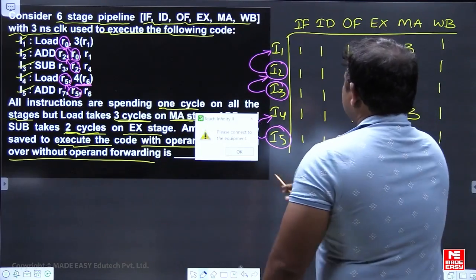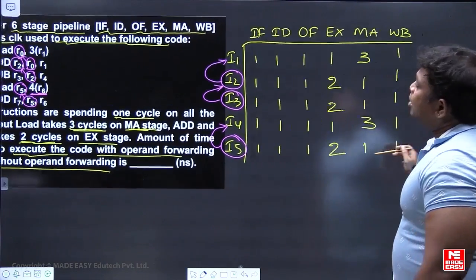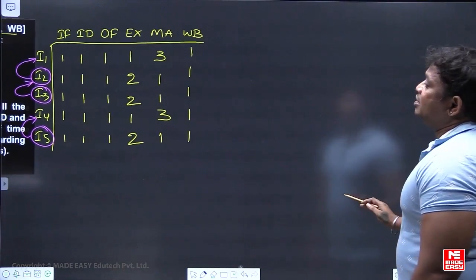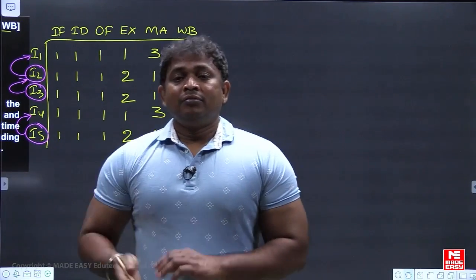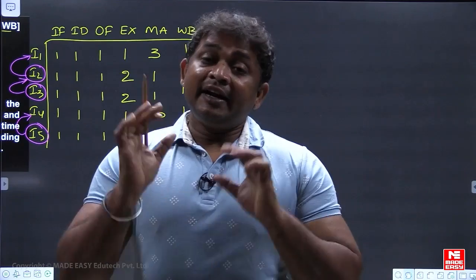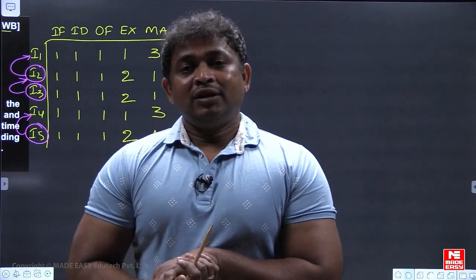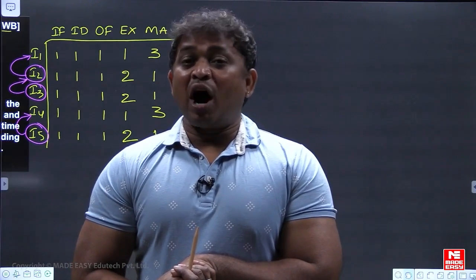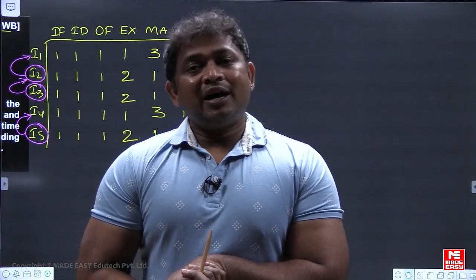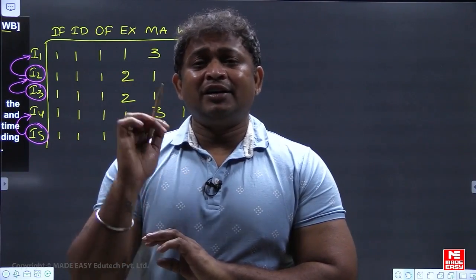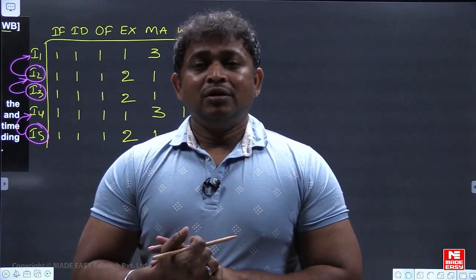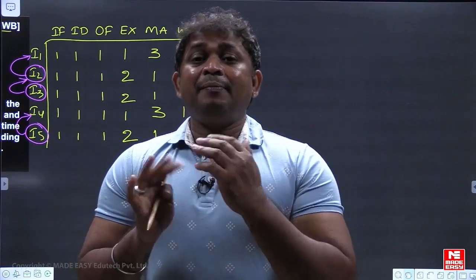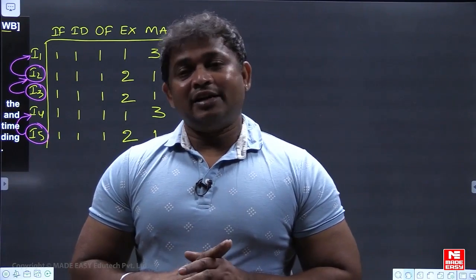To solve this question, you may have different methods. We may solve this question by drawing the space-time diagram, or directly by looking at this table. There are two methods to solve this question. By drawing the space-time diagram or cycle diagram, or directly by looking at the table, you can identify the number of stalls and solve the question. I already explained these two methods in our regular class, you know that. Whichever method you feel convenient, take that method and solve the question.